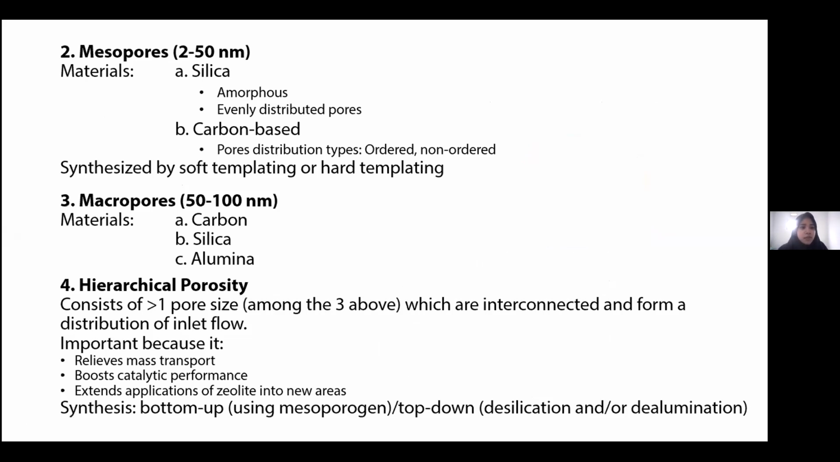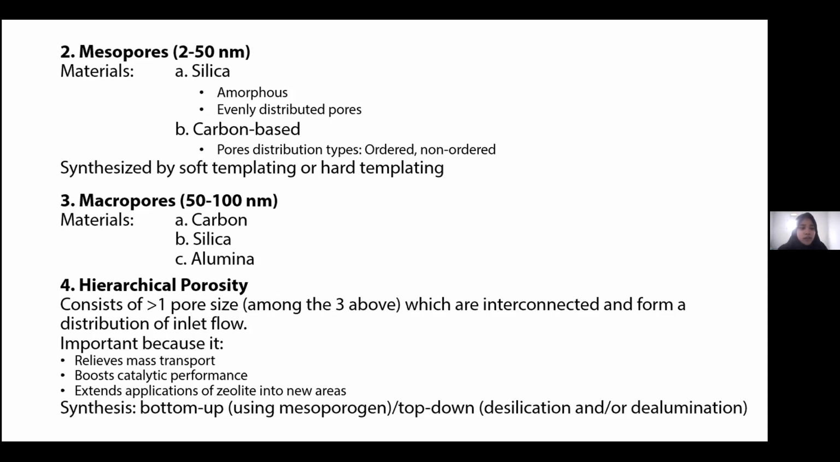The second nanoporous material size is mesoporous. It has 2 to 15 nanometer size. The materials that form the mesoporous nanoporous materials are silica or carbon-based. The silica one is amorphous and it has evenly distributed pores. But the carbon-based has 2 pore distribution types. It can be ordered or non-ordered. The mesoporous nanoporous materials are synthesized by soft templating or hard templating process.